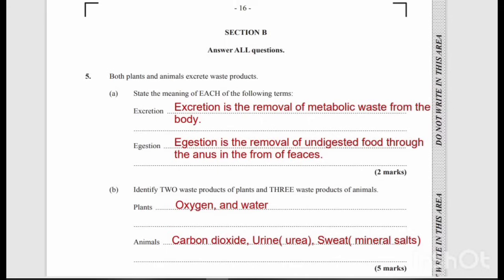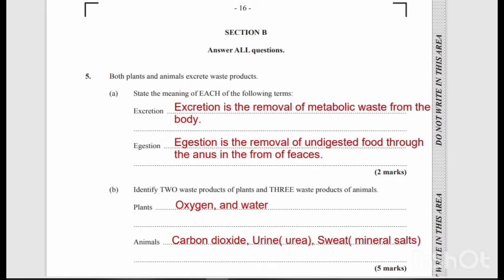All right, so we are at question 5. So we're winding down nicely. Both plants and animals excrete waste products, right? State the meaning of each of the following terms. The first one is excretion and the next one is egestion.